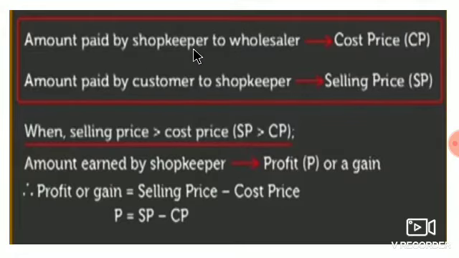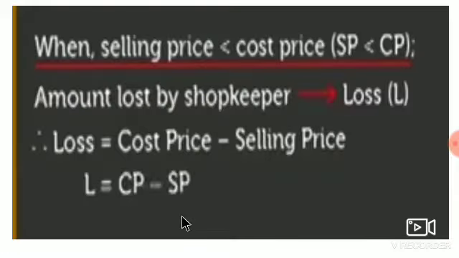And when anyone gets the extra money, that time he incurs a profit. So the amount paid by the shopkeeper to the wholesaler is the cost price, CP, and the amount paid by the customer to the shopkeeper is the selling price, SP. When selling price is greater than the cost price, the amount earned by the shopkeeper is profit or gain, denoted by the letter P. So profit or gain is equal to selling price minus cost price. This is the formula of the profit: P = SP - CP.